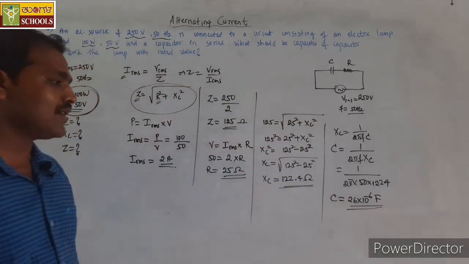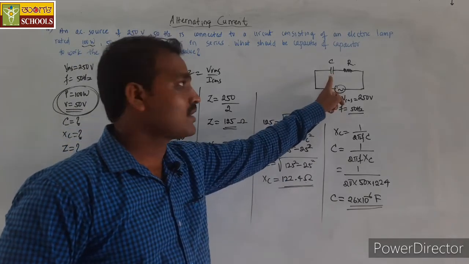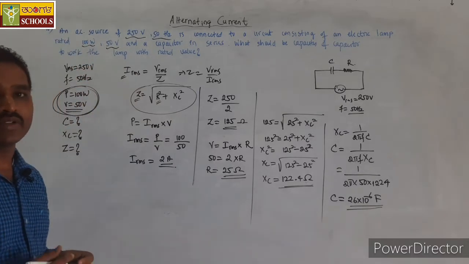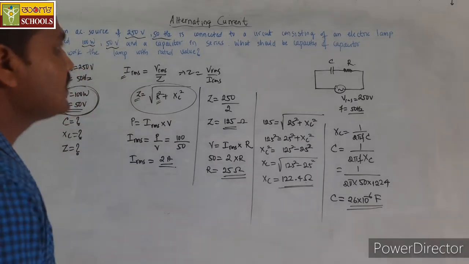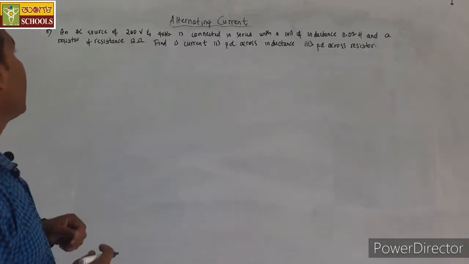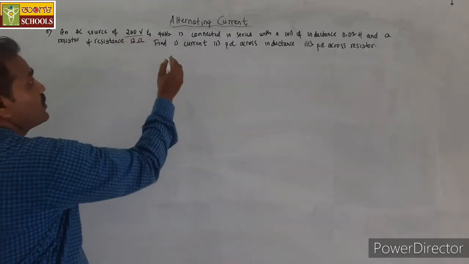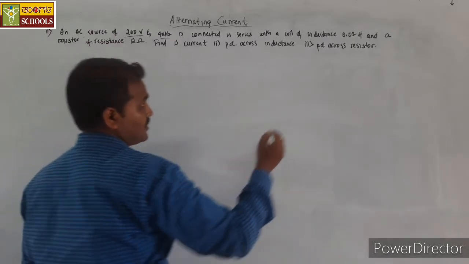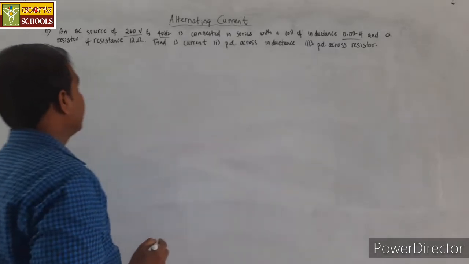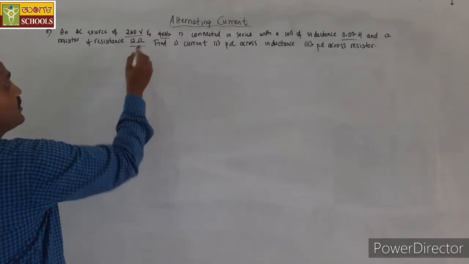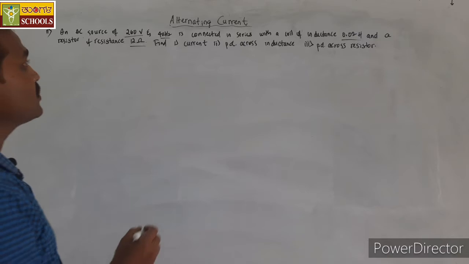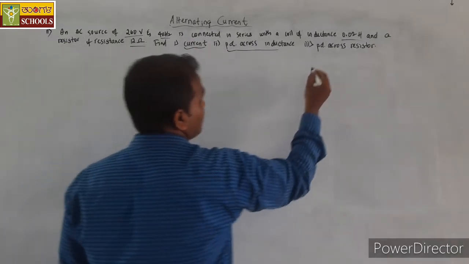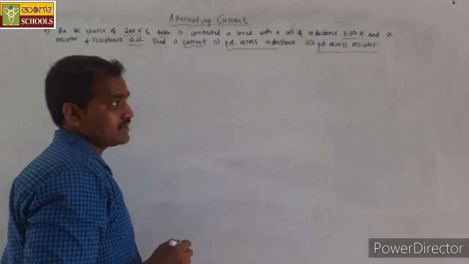Okay, this is the value of capacitance of the capacitor, so that the resistor or the bulb operates at given rated values. Yes, look at the next problem here. An AC source of 260 volt and 40 hertz is connected in series with a coil of inductance 0.02 Henry and a resistor of resistance 12 ohm. We are asked to find the current, the potential difference across the inductor and the potential difference across the resistor.